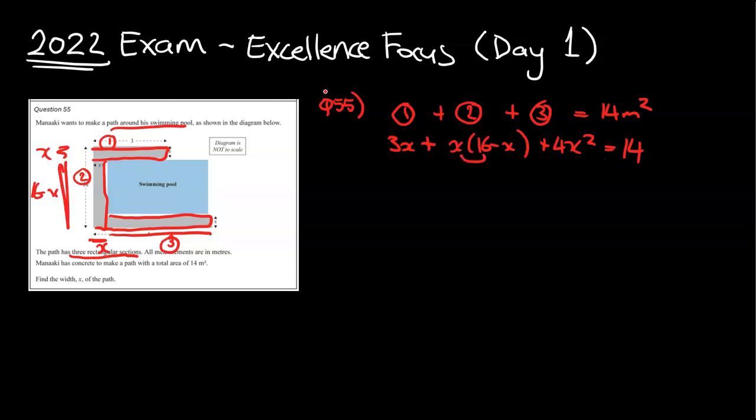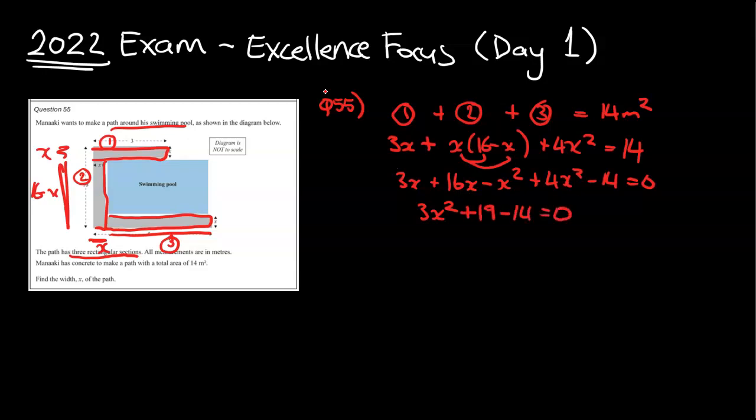So expanding here, we've got this times this. So we're going to have 3x plus 16x minus x squared plus 4x squared minus 14 equals 0. So I've moved this 14 over to the other side by subtracting. That's where that minus 14 came from. Now I'm going to simplify. We've got 3x squared here. This lot becomes 19x. So we've got plus 19x. We've got the minus 14, and that there comes to 0.